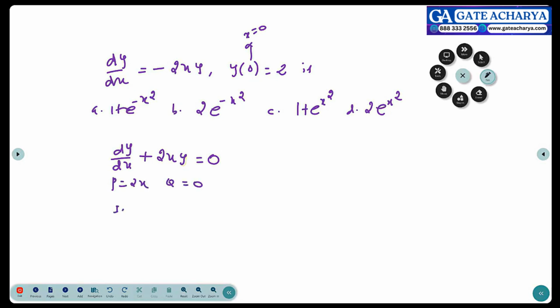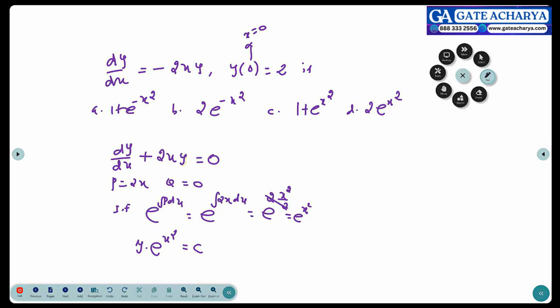So integrating factor is e power integral p dx. That is e power integral 2x dx. That is equal to e power 2 times integral x dx, which is x square by 2. So cancel these two, we get e power x square. Now the solution is y into integrating factor e power x square is equal to integral q dx. So q is 0, so we add only a constant c. Right. Leave it.